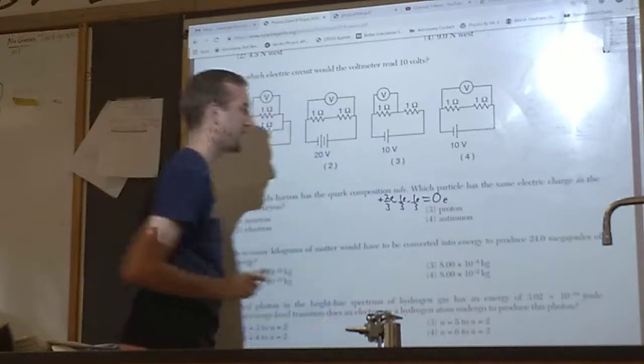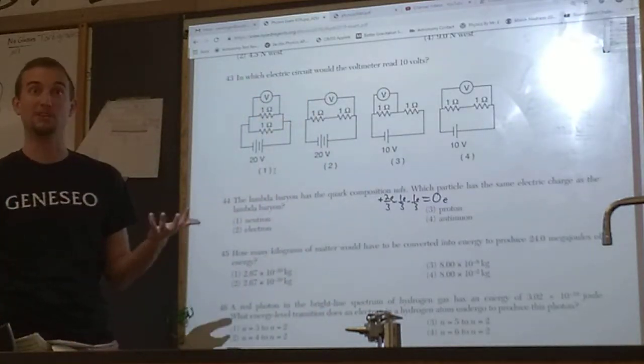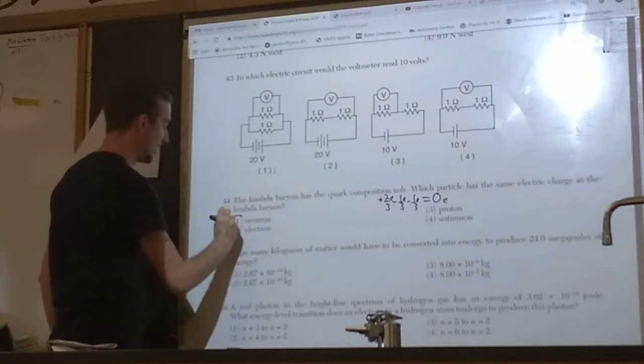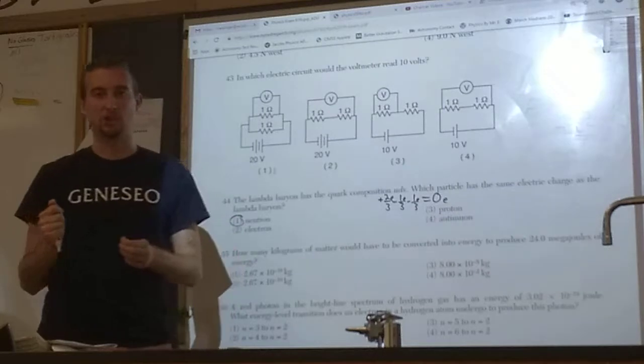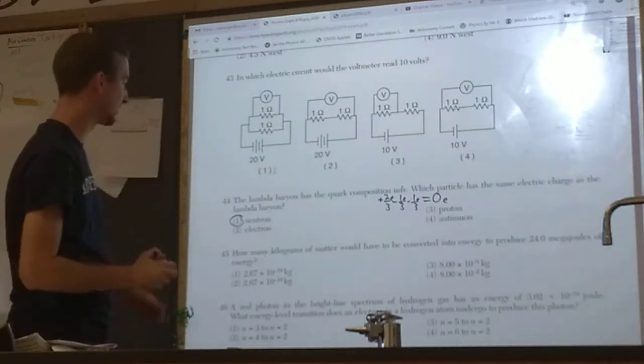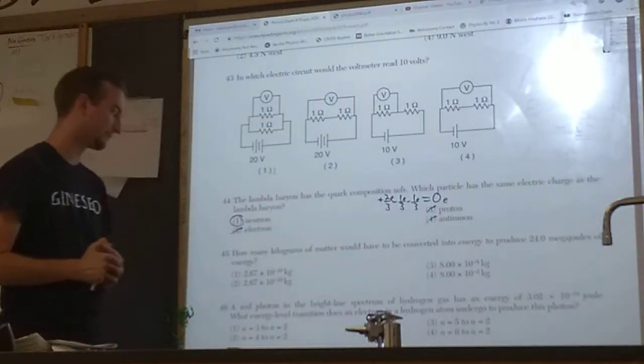Which particle has the same electric charge as the lambda baryon? Which one has a charge of 0, or is neutral? Should be kind of obvious. It's a neutron. Very, very simple if you know how to read that chart. It's not an electron, all of these things have charges. None of those are neutral.